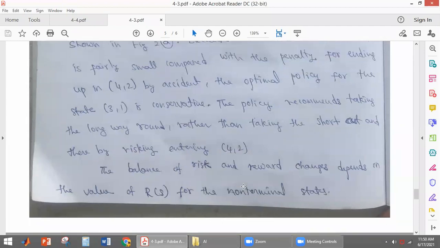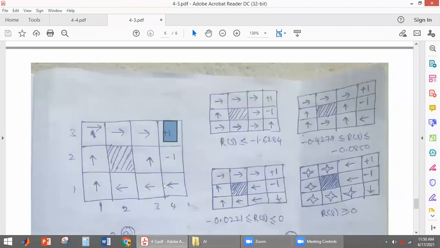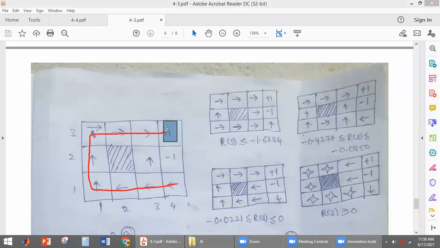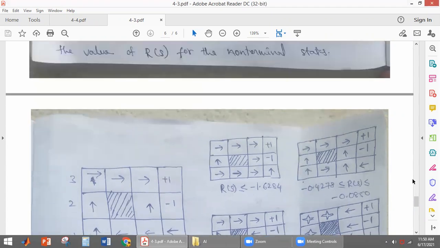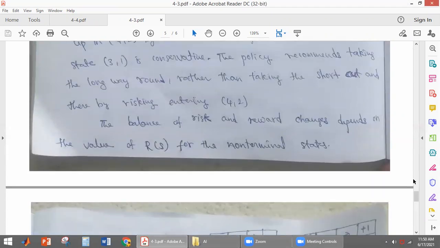That is why sometimes it takes this long route to reach +1 instead of going to -1, because it should have the maximum utility value for the environmental history.